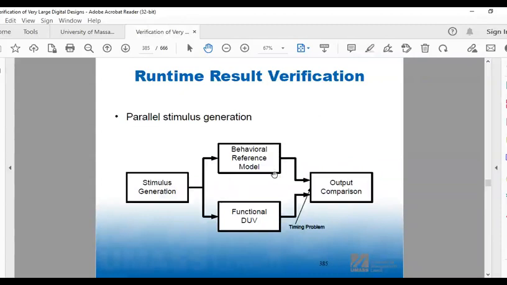So this is a different way of doing it, where you have your stimulus and you generate it onto your device under verification, and then you generate it on a behavioral model. So you've effectively designed the system twice. The designers did this, the verifiers did this, and you compare the results. Is the latency of this exactly the same as latency of that? It could be if you go to a lot of work in the behavioral model.